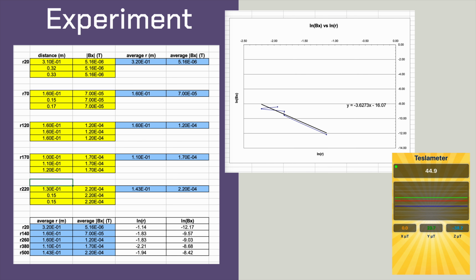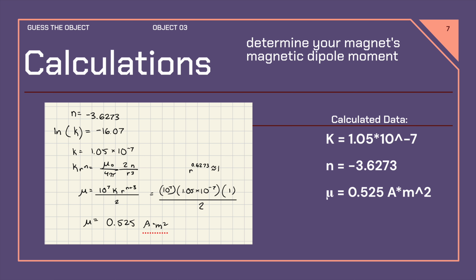We then did some calculations in order to determine the magnet's magnetic dipole moment by using the distance dependence equation. We solved for k, which we found to be 1.05 times 10 to the negative 7, and n was equal to the slope of the line from the graph in the previous slide, which was negative 3.6273. This gave us a result of the dipole moment mu to be 0.525 A·m².